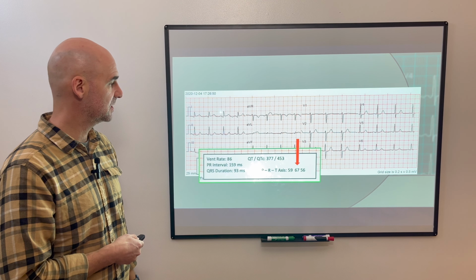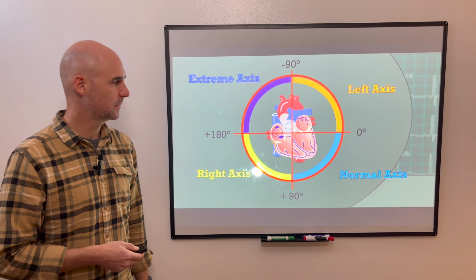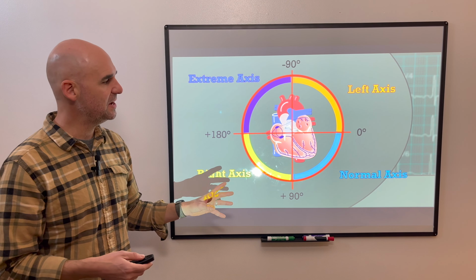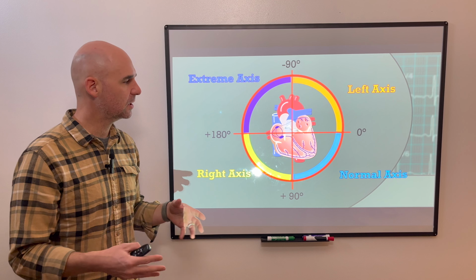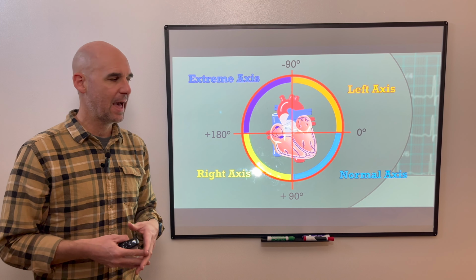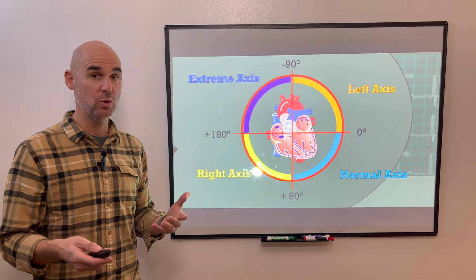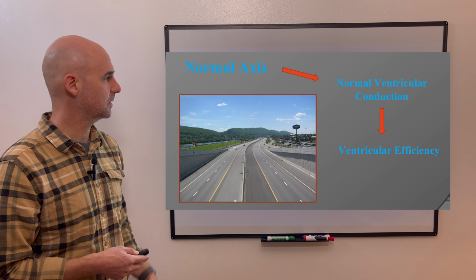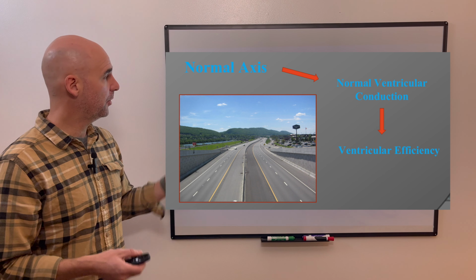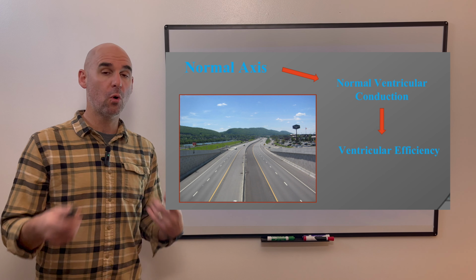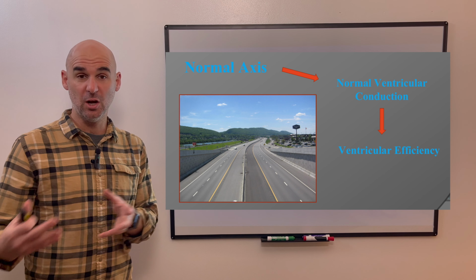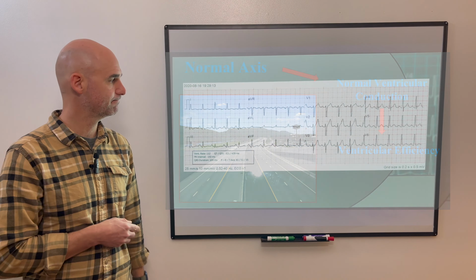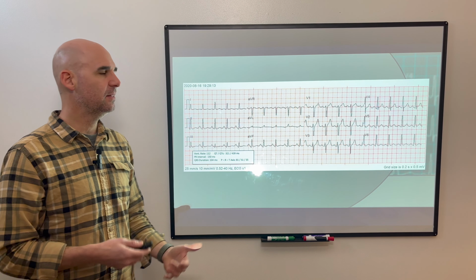All right, just like this. So hopefully this is starting to make a little bit of sense, okay? That we're using this degrees system to numerically calculate, or we can just use the actual leads 1, 2, and 3 and the direction of their QRS complexes. Perfect. So again, why is this important? Well, under normal axis, that means we've got normal ventricular conduction, which then equates to an efficient squeezing of that ventricle that's firing off.